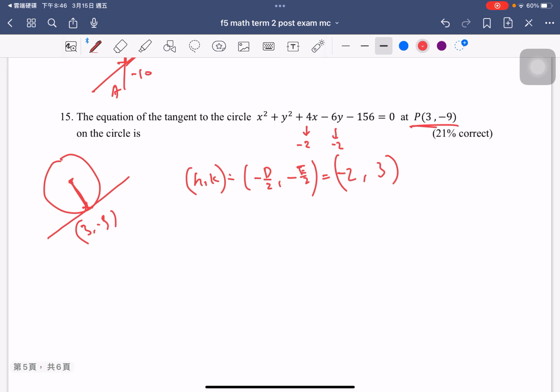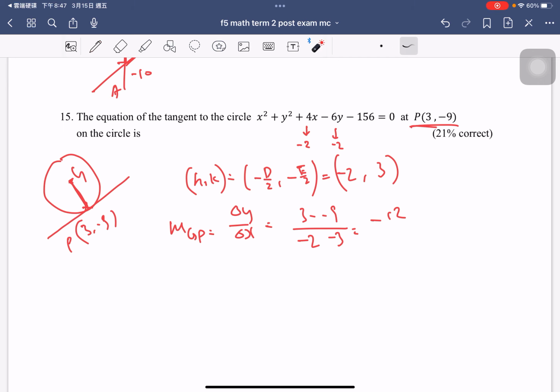So now I have the coordinates of (h, k), so that I can calculate the slope between G, the center, and the P point. The slope of GP is equal to the change of y divided by the change of x, which is 3 minus 9 divided by negative 2 minus 3. Sorry, this should be a positive here. So 3 plus 9 gives me 12, and then divided by negative 5.